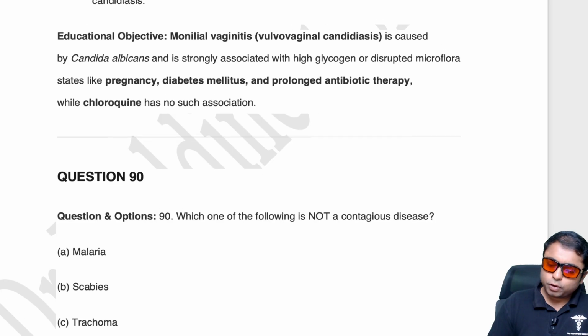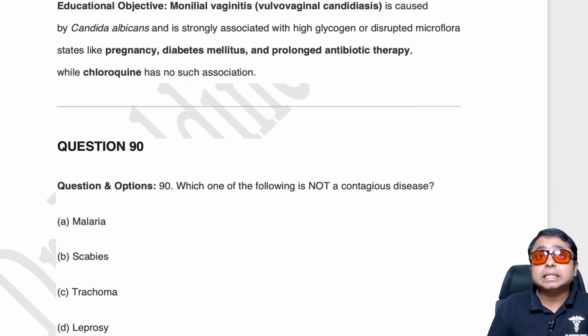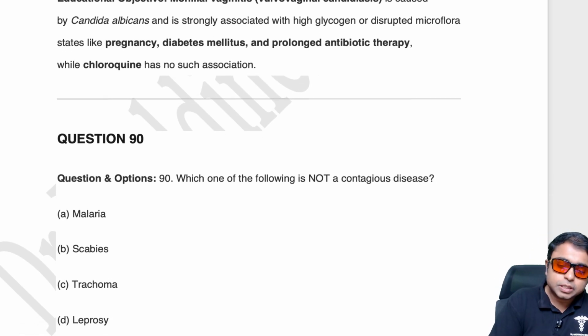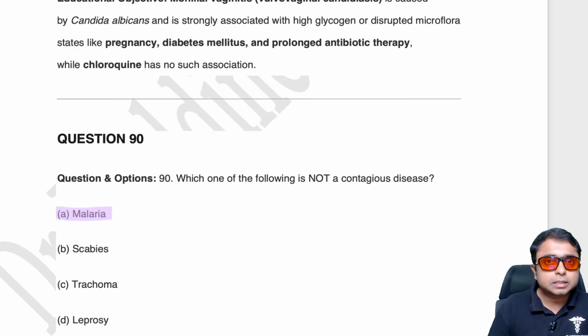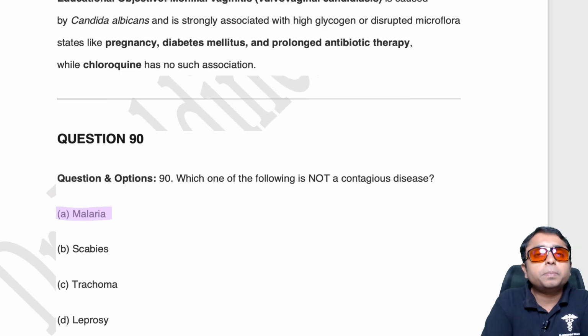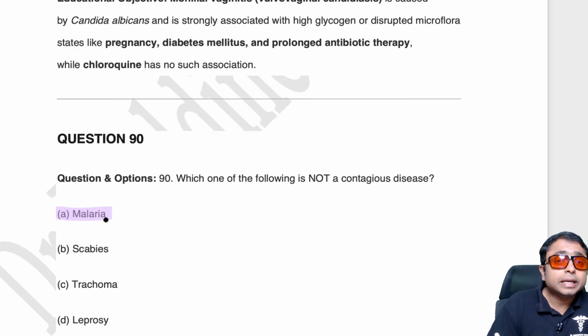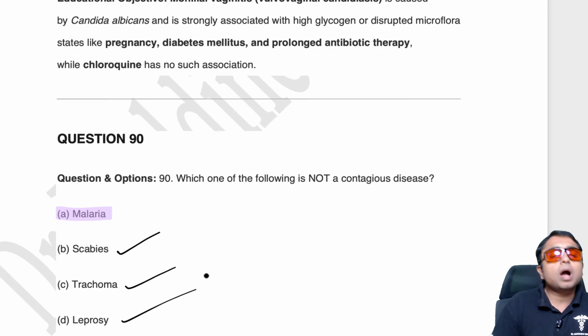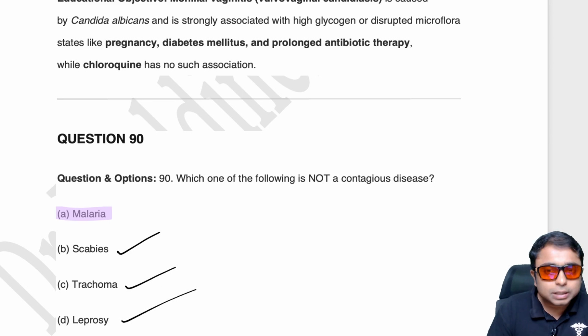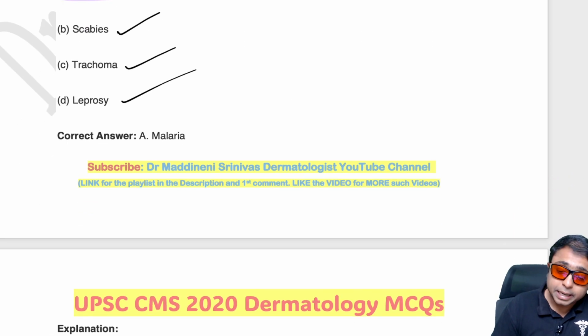Next we have, which of the following is not a contagious disease. So among the given options, which is not a contagious disease? If you have thought of malaria, you are absolutely correct. Please remember, contagious disease could spread from direct skin to skin contact or even through the droplets, whereas malaria is spread through vector borne. So it is a vector borne disease. So scabies, Sarcoptes scabiei hominis, trachoma and also leprosy, all these are contagious diseases except for malaria. Right?